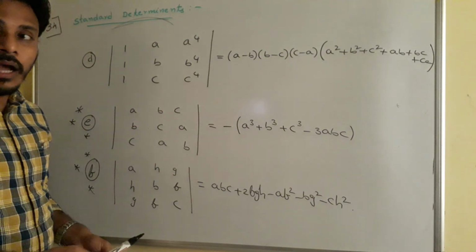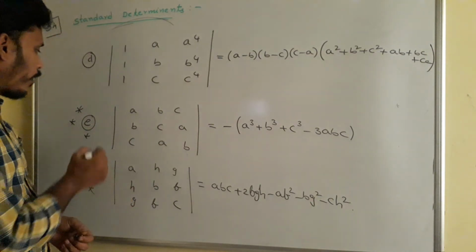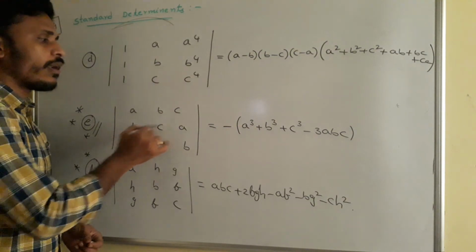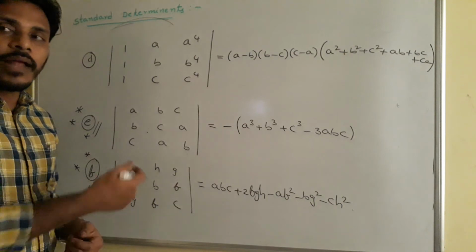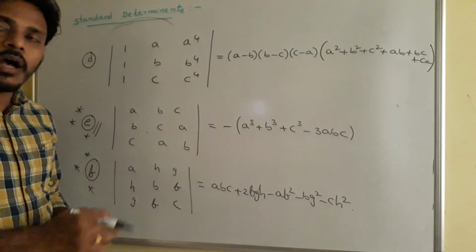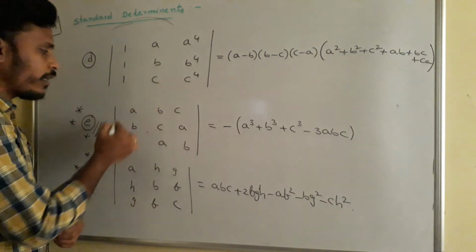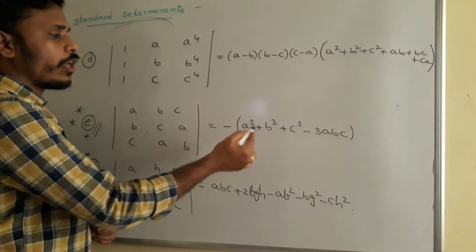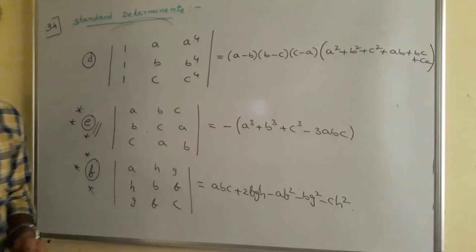Okay, now just observe all these things, and now I am going to prove this determinant as minus of A cube plus B cube plus C cube minus 3ABC, and the remaining you can just write afterwards, or otherwise just memorize, that's enough. Now try to find the determinant of this ABC, BCA, CAB as minus of A cube plus B cube plus C cube minus 3ABC. Okay, just have a look.